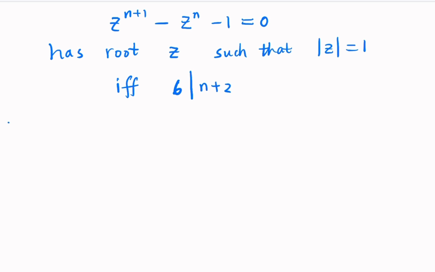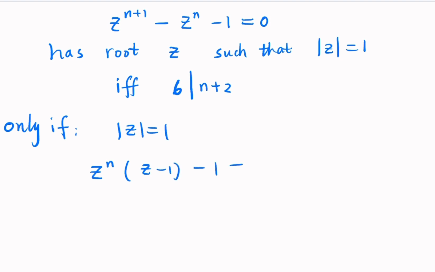Now let's look at the "only if" part. So let's assume z has modulus 1. Let's look at the original equation. We can rewrite it as z^n (z minus 1) equals 0. This is nothing but rewriting the first two terms here, right? Since the modulus of z is 1, what we can do is to further rewrite it equal to 1. Now take the modulus on both sides.